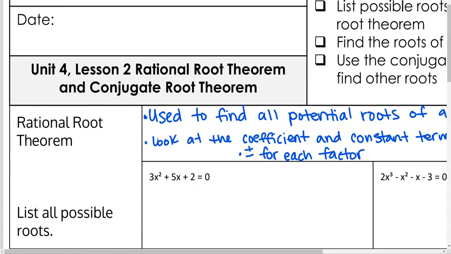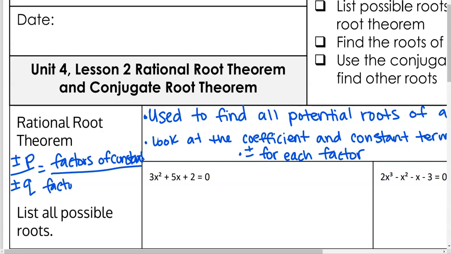It's p's over q's. So you're going to do positive and negative p's over positive and negative q's. The p's are the factors of the constant, divided by positive and negative q's, those are the factors of, I'm going to say LC for leading coefficient. Leading because it's first. In standard form, it's the first coefficient.